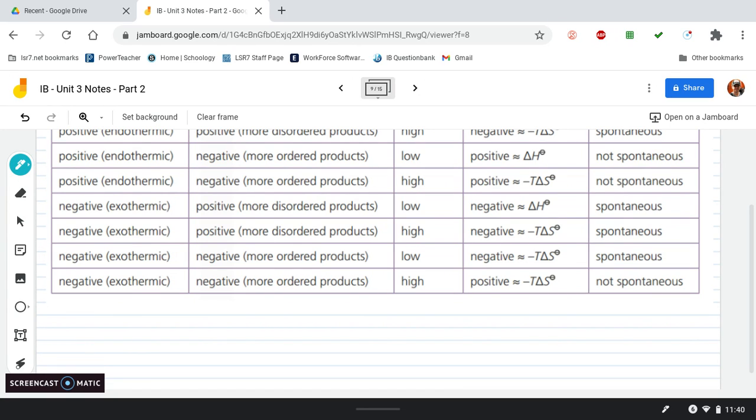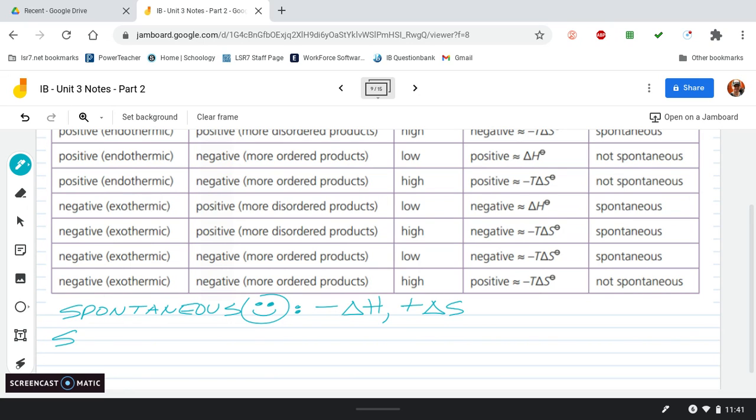So what makes a spontaneous reaction quite happy are these things. Spontaneous reactions are going to want a negative delta H, which is exothermic, meaning it's giving off heat. That's a good thing. They want randomness or disorder, which is a positive delta S. It doesn't matter what the temperature is. These are the things that spontaneous reactions like.